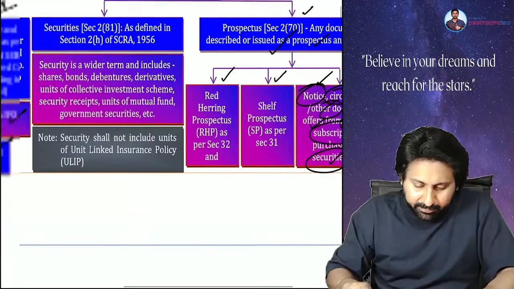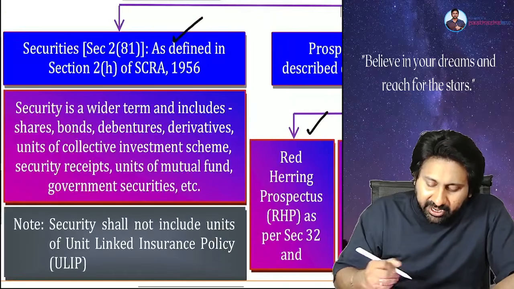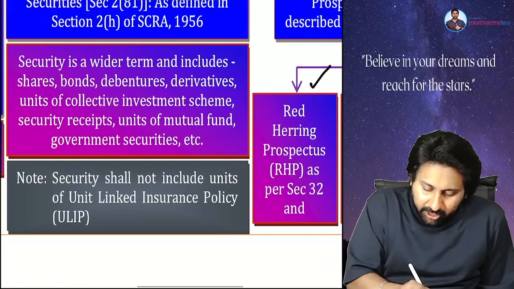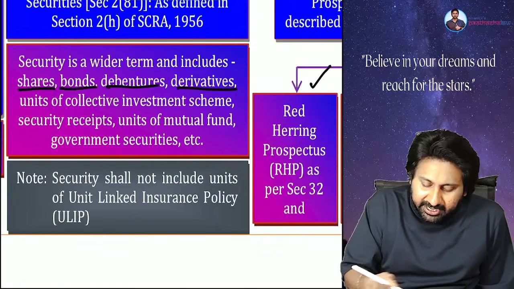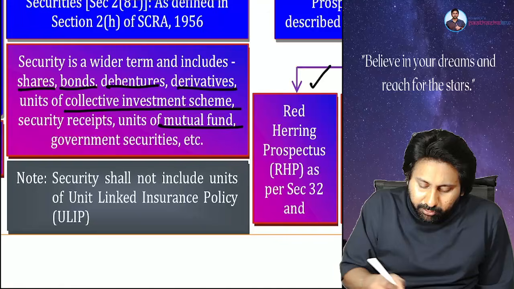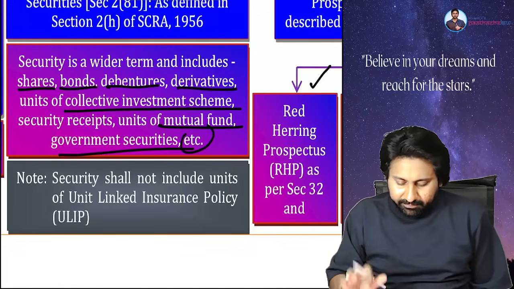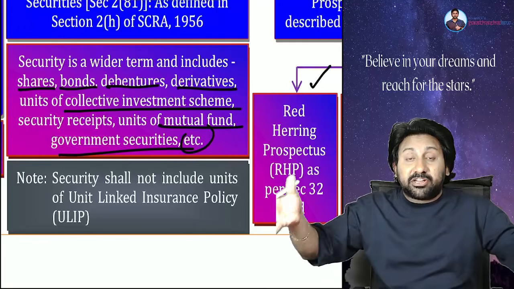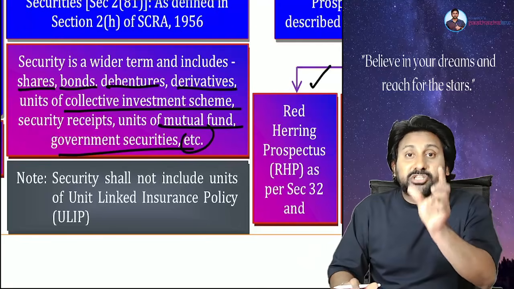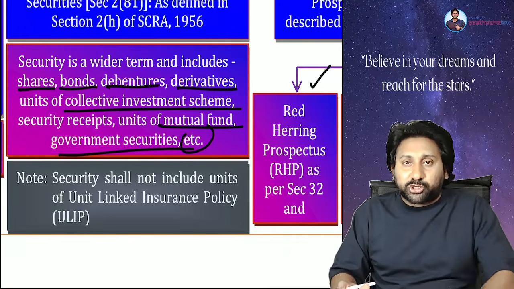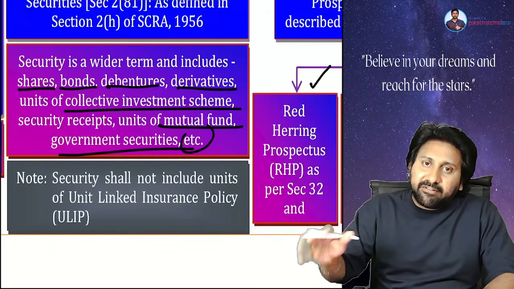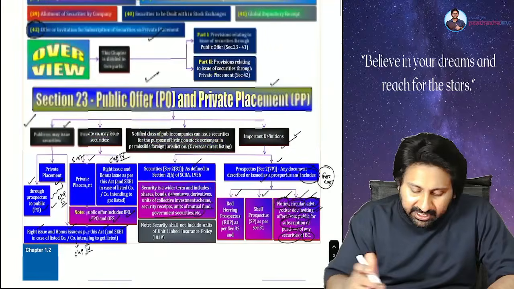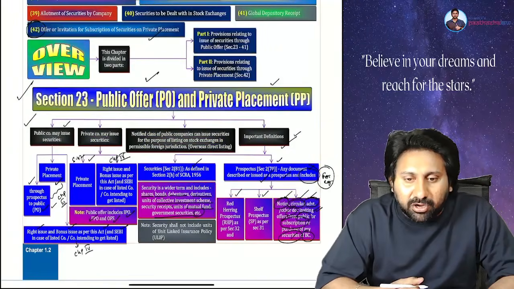So security is defined under section 2 clause H of the SCRA Act. Shares, bonds, debentures, derivatives, collective investment schemes, mutual funds, government securities, etc. So the point is the word security has a wider definition than the term share. Share includes only an equity instrument. Security includes equity, derivatives, debentures, everything will be included in it. Everybody understood the first part of section 23 or not?